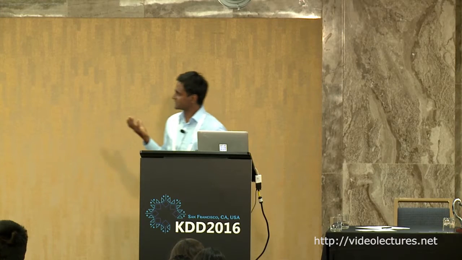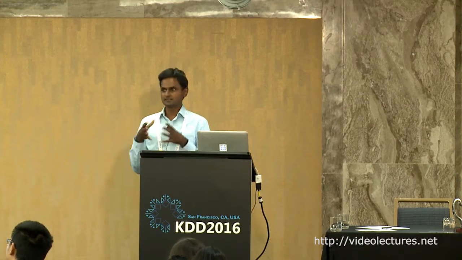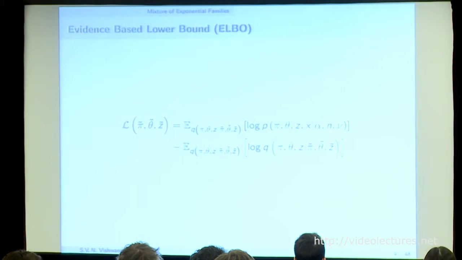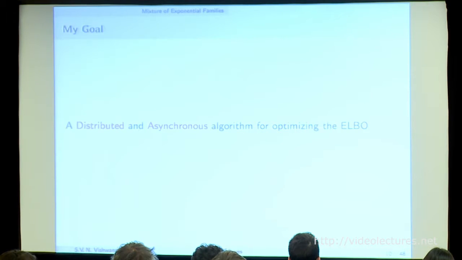So now if you look at this objective function, the objective function has essentially three things that you are trying to estimate. You are trying to estimate the pi, which is the proportions, the theta, which are the cluster centers or the parameters of the cluster centers, and then the z's, which are the assignments, okay. Now if we want to do this on a single machine, life is good, but what we really want is an algorithm which is distributed, asynchronous, and can scale to very large data sets, okay. So this is what we are looking for.